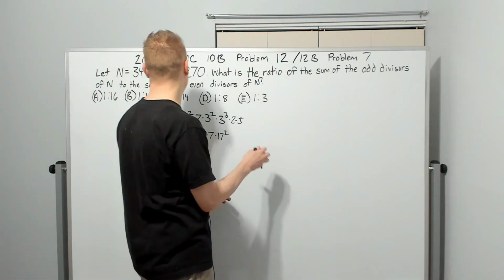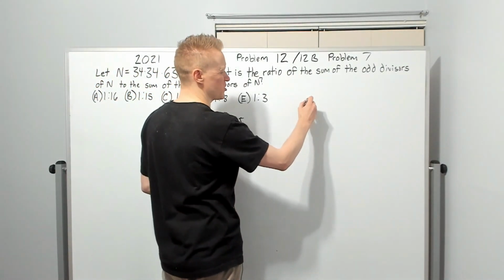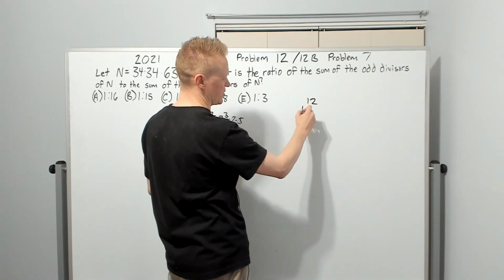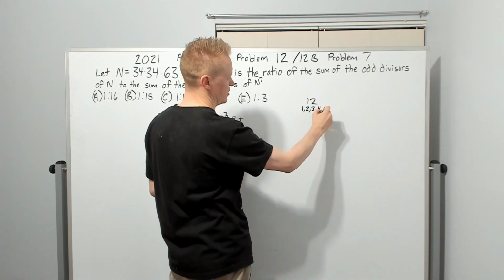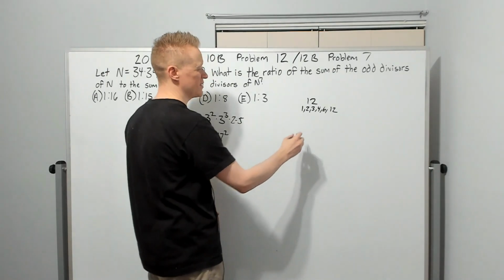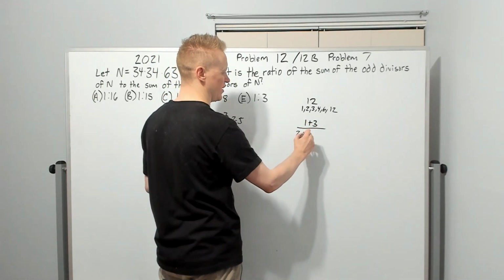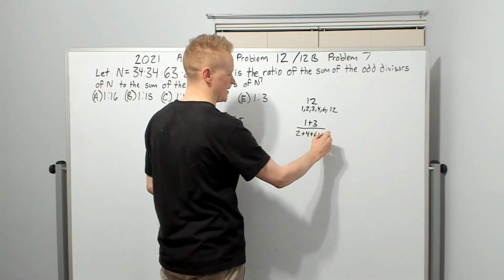I said, well, let's just say n wasn't this. Let's say it was 12. If n was 12, okay, what are all the divisors? 1, 2, 3, 4, 6, and 12. Okay, what is the sum of the odd divisors? 1 plus 3. The even divisors is 2 plus 4 plus 6 plus 12.